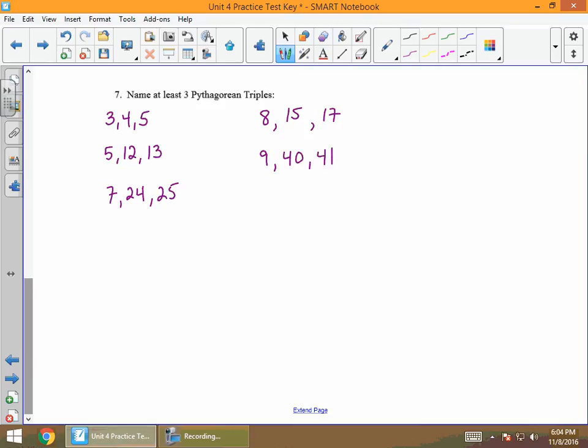So I don't care if you use the traditional ones or if you want to find some extra ones by doing the little trick. I will double check to make sure it is an actual Pythagorean triple, however. Remember, that means they all have to be integers. A plus b has to be greater than c, and a squared plus b squared has to equal c squared.